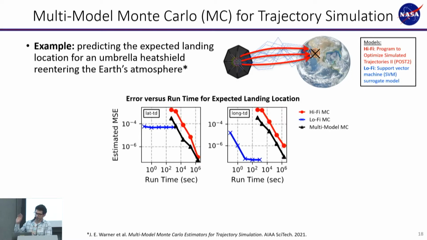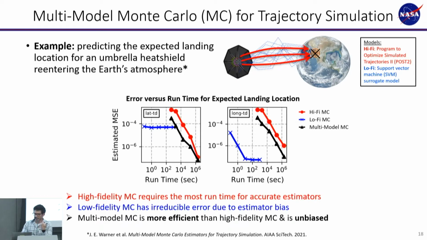So here's a summary of some of the results. This is the error in predicting the expected landing location versus the amount of runtime. So this is mean squared error, essentially how our accuracy increases as we devote more computational resources to the estimator. In the red, we have doing Monte Carlo simulation with only the high-fidelity model. Blue is using only the low-fidelity model, then black is combining them in a multi-fidelity prediction. And the takeaway, as you see in the plot, is that high-fidelity Monte Carlo, as you expect, takes more runtime to get the same amount of accuracy as the other methods.